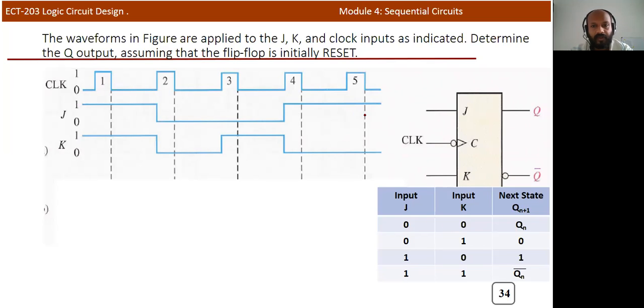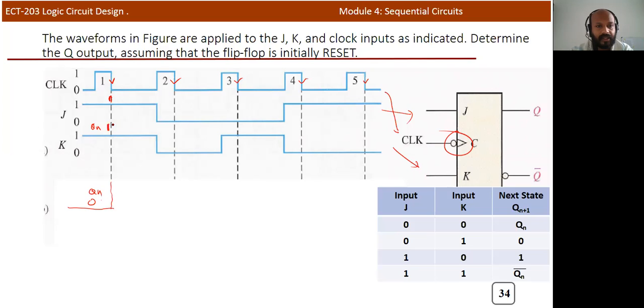This is a given waveform. You need to apply the clock here, J here, and K here. One more point, this is a negative edge triggered clock, so we can find the output. Negative edge triggered means we need to identify the output change only during the negative falling edges. So at this particular instant, J input is 1 and K input is equal to 1. Qn is initially in the reset condition, so initially the value is Qn equal to 0.